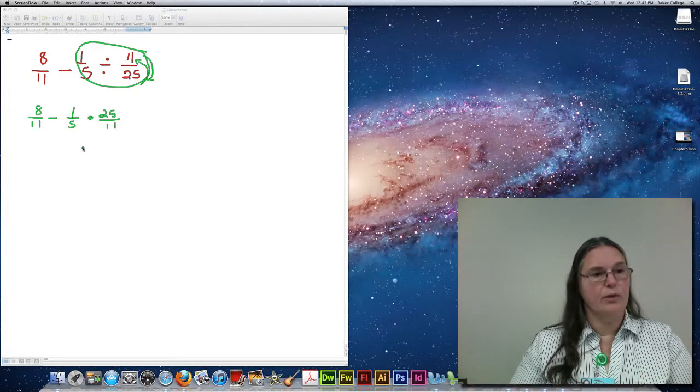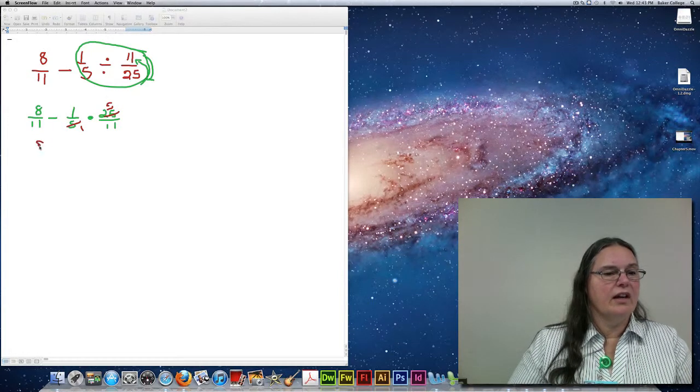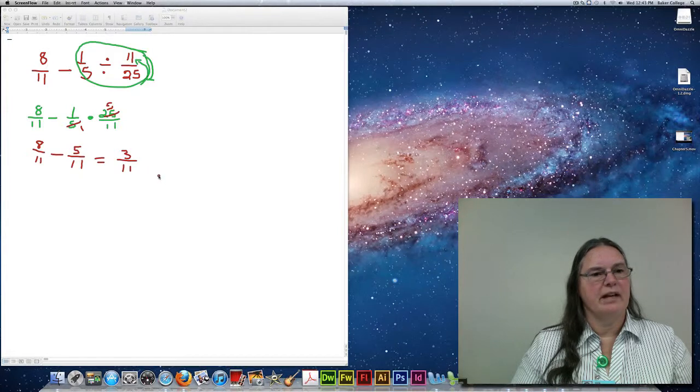And in this case we can reduce. 5 fits in itself once, and 5 fits here 5 times. So I have 8 over 11 minus 5 times 1 is 5. And 1 times 11 is 11. If I had $8 and I spent 5, I have $3 left. And it's a fraction, so it's over its base.